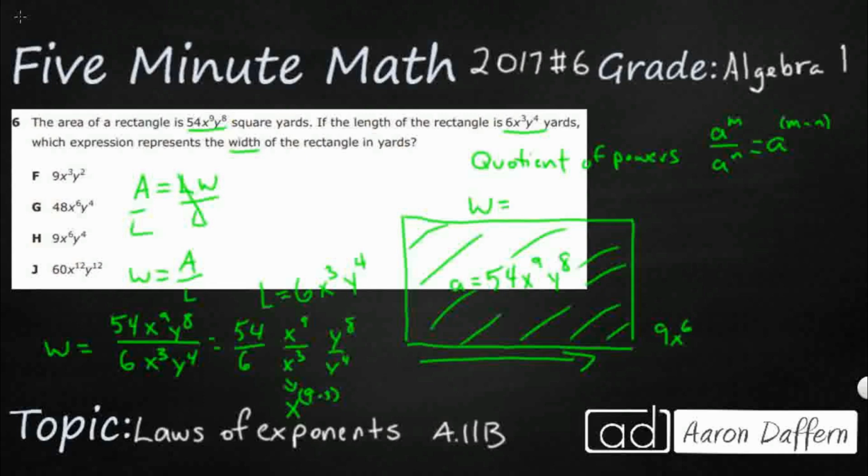Then I've got this y right here. Same base, so let's just take the base of y. Then I've got my top exponent, subtract my bottom exponent. That's the quotient of powers rule. So that's going to end up being y to the 4th.